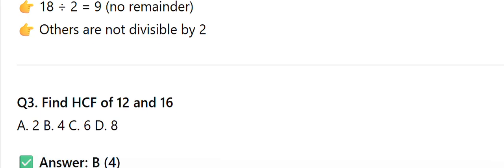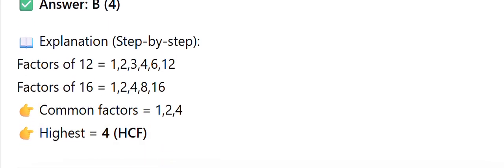Find HCF of 12 and 16, or the highest common factor. Factors of 12 are 1, 2, 3, 4, 6 and 12. Factors of 16 are 1, 2, 4, 8 and 16. So the common factors among the two are 1, 2, 4. So the highest one is the common factor of 16 and 12, that is 4.